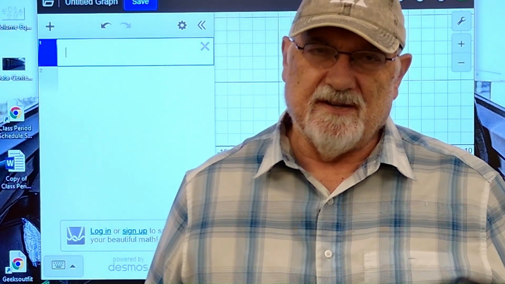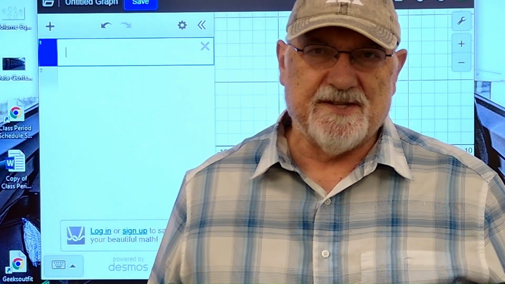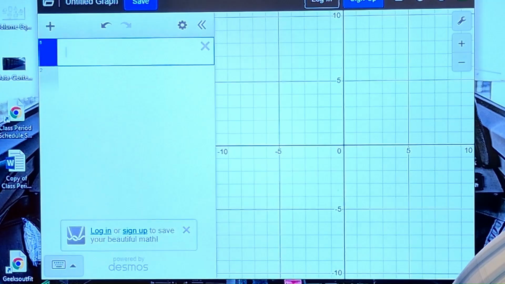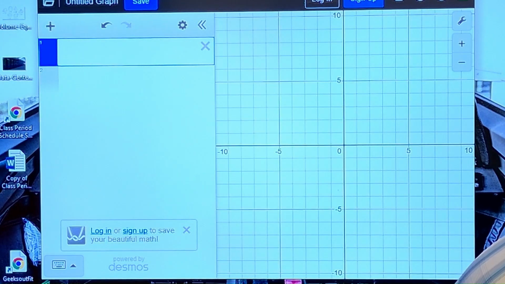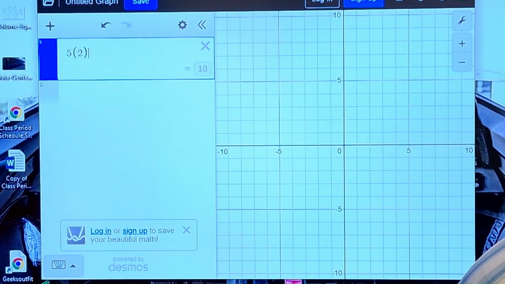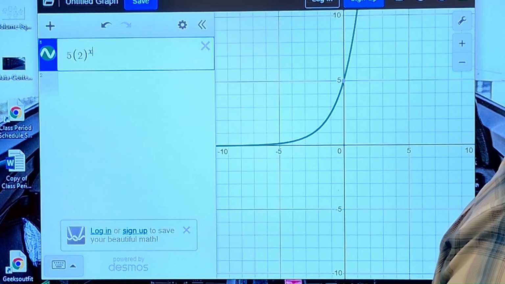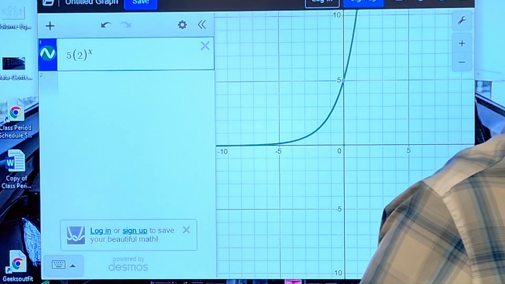You can play around with exponential growth and exponential decay in Desmos to get a better feel for what's going on. So the first one we had was 5 doubling every day or every interval. So if I put here just 5 in parentheses 2 to the x, you can see the line and how it goes up. It just goes up forever.